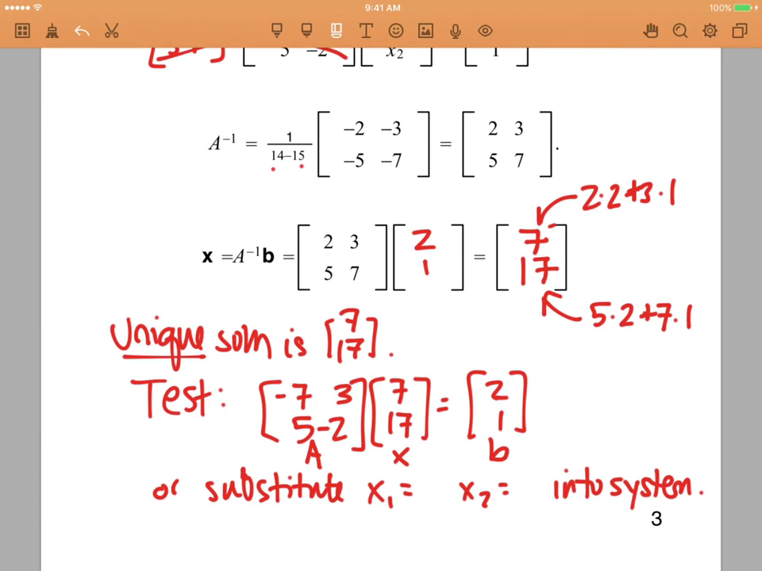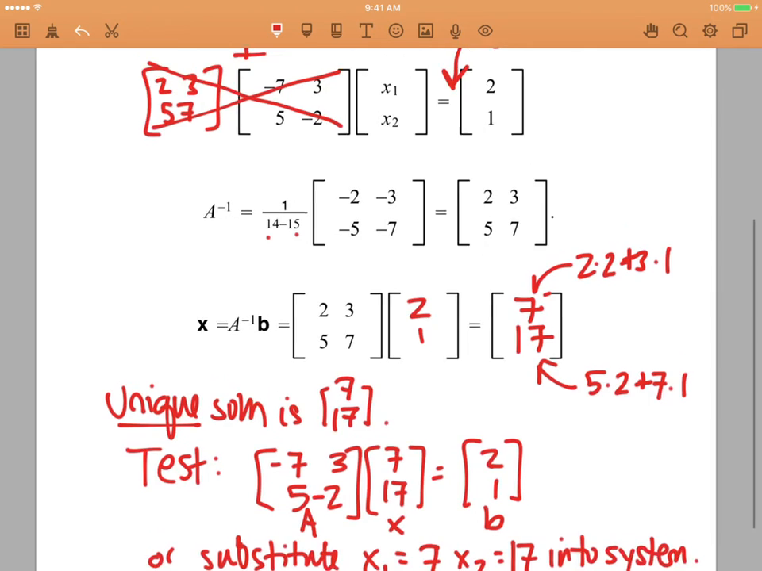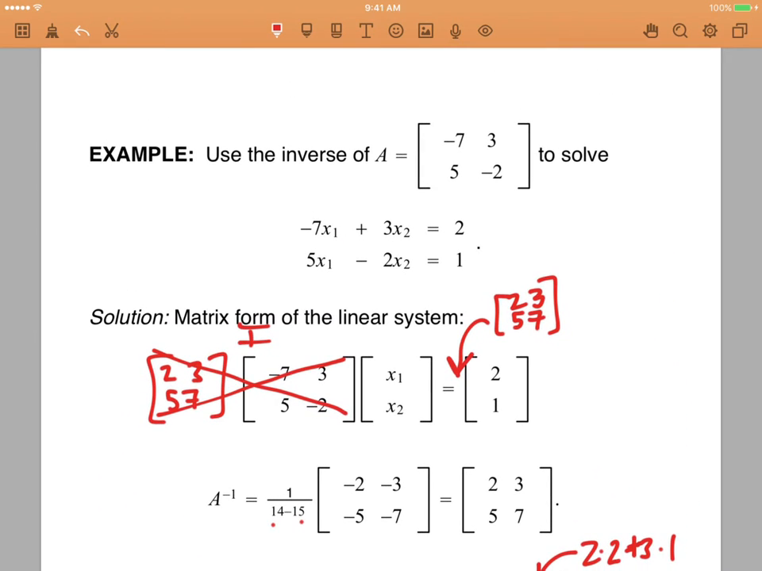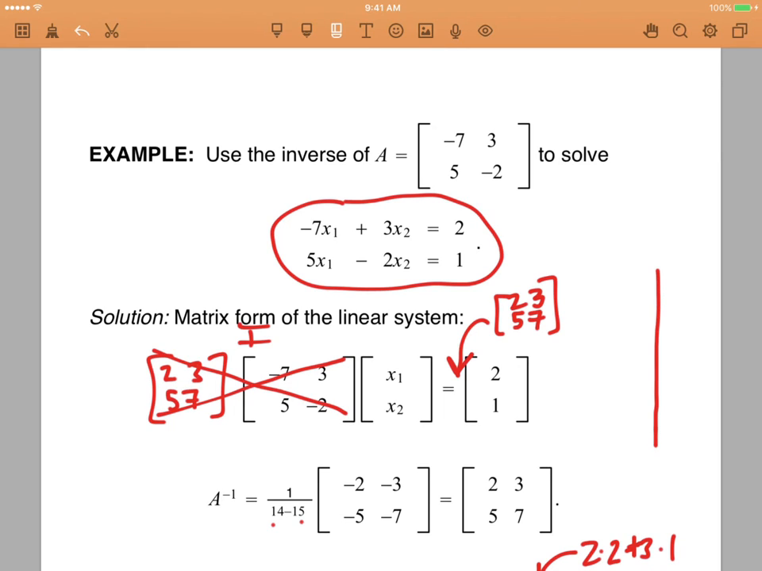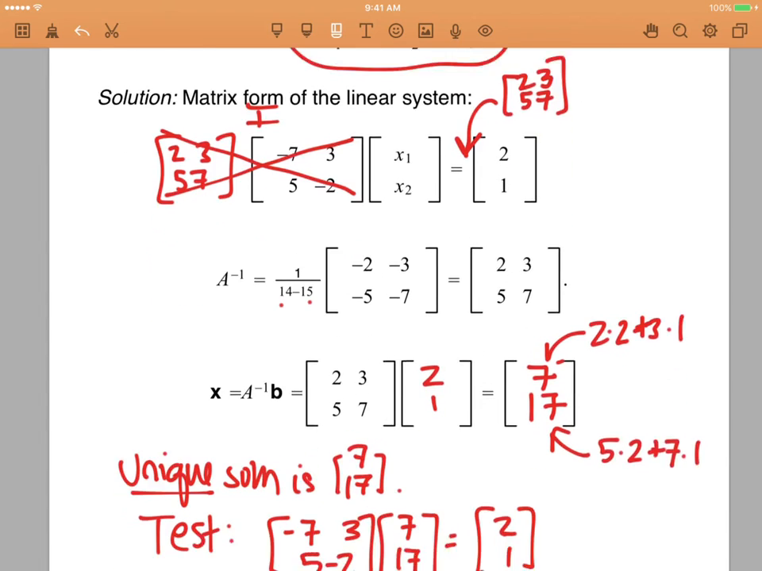You could also check that a different way by substituting x1 equals 7, x2 equals 17 back into the original system that was up here at the top. And it should also make those work.